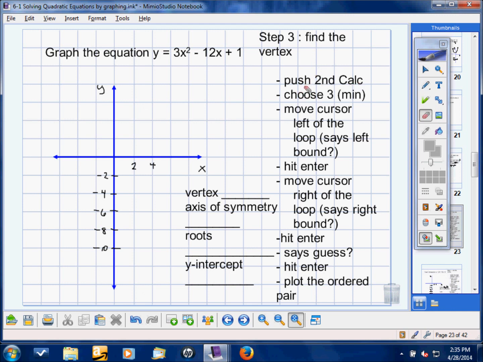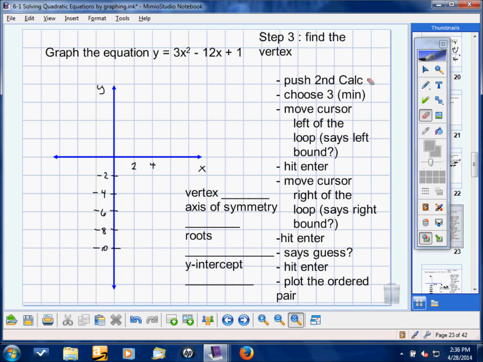So write this down. Push second calc. Choose 3, min. This will make sense as you go through the process. Move the cursor left of the loop. It says left bound, hit enter. Move the cursor right of the loop. It says right bound, hit enter. It says yes, hit enter, plot the ordered pair. Let's go through them one step at a time.